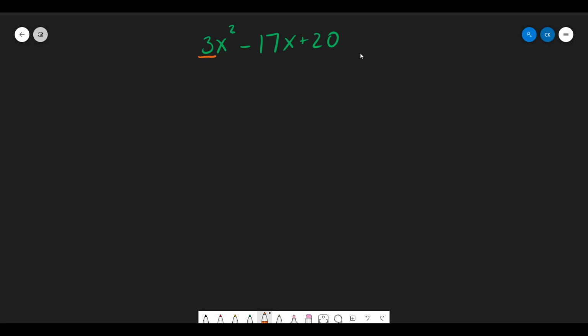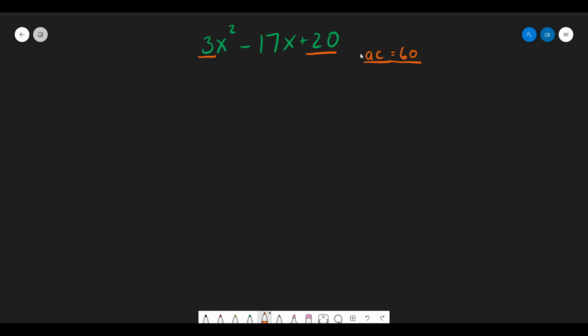But I do see that we have an A, so I'm going to look at the factor pairs of AC, and AC in this case is 60. So I've got to worry about the factor pairs of 60. This may take a little while in writing all of them, but remember, you don't have to write all of them. Once you find the factor pair that works, you can use that one. But let's try and write as many out as we possibly can.